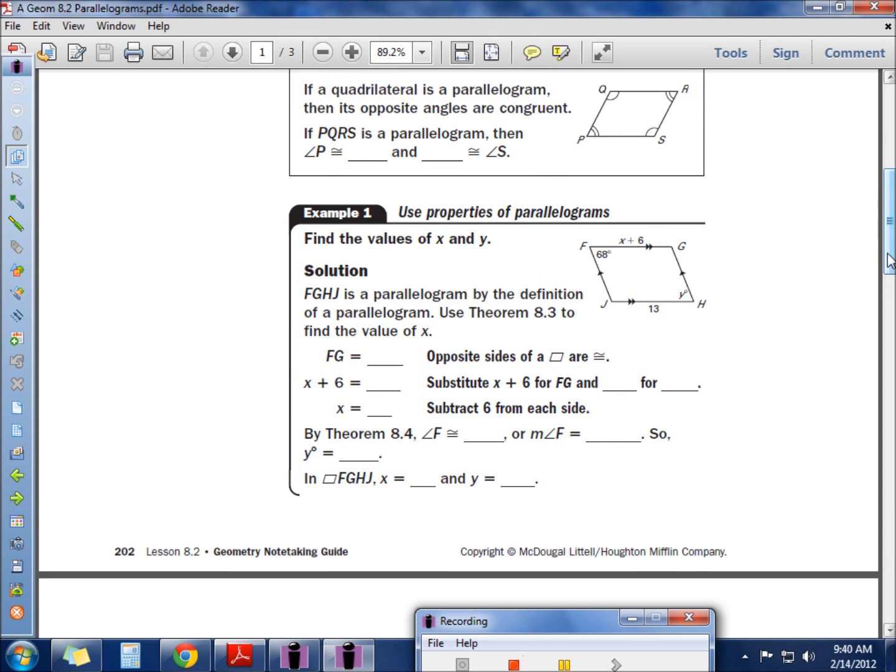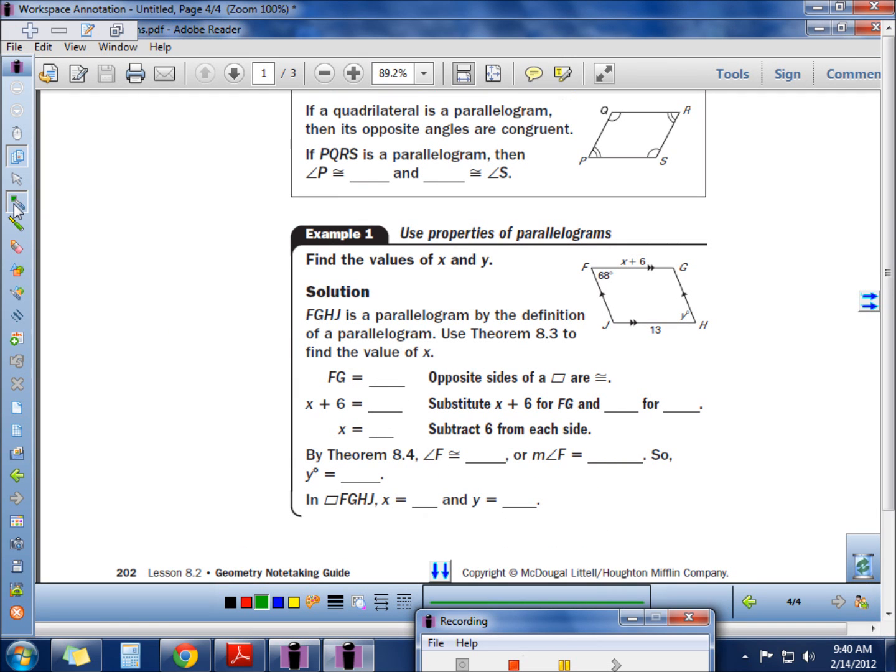Pretty simple so far. Now we're going to do a little bit of algebra with these concepts in example 1. We're going to find the values of x and y. First off, let's find the value of x in the picture. It's over here. It's a side length. I have to compare it to another. What other side should I look at? I should look to JH and notice that they are both congruent. So I could say x plus 6 is equal to 13 since those segments are congruent. And now it's a simple algebra problem. How do I get x alone? Minus 6. We get 7.